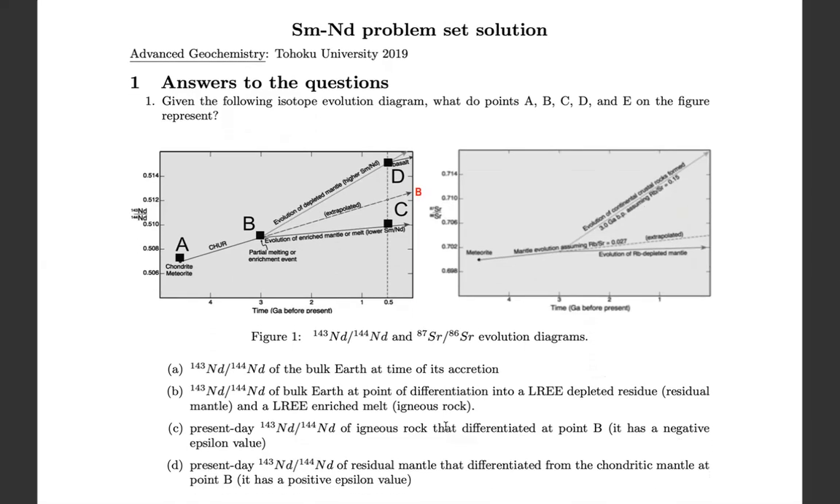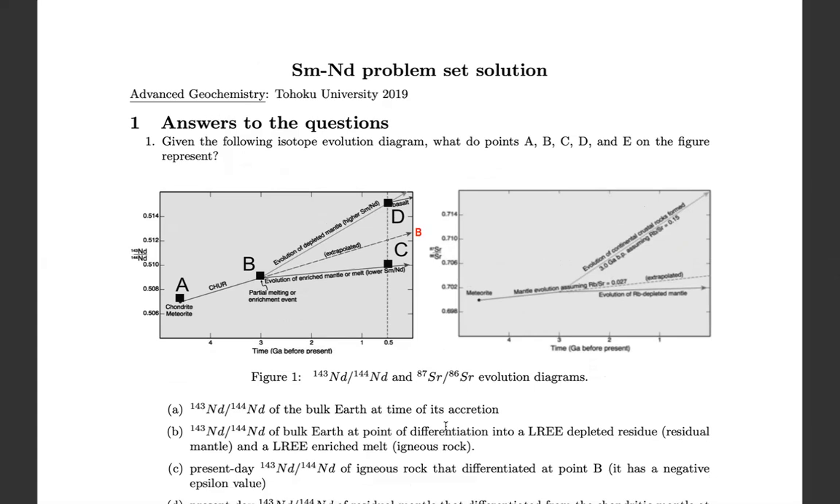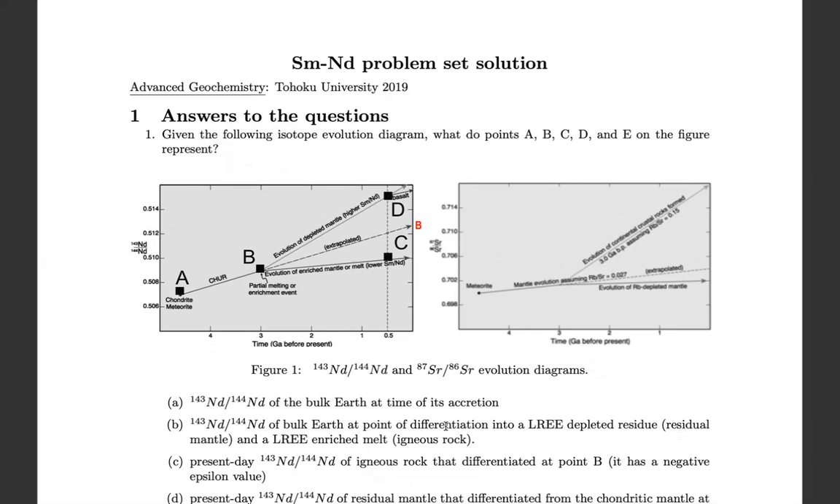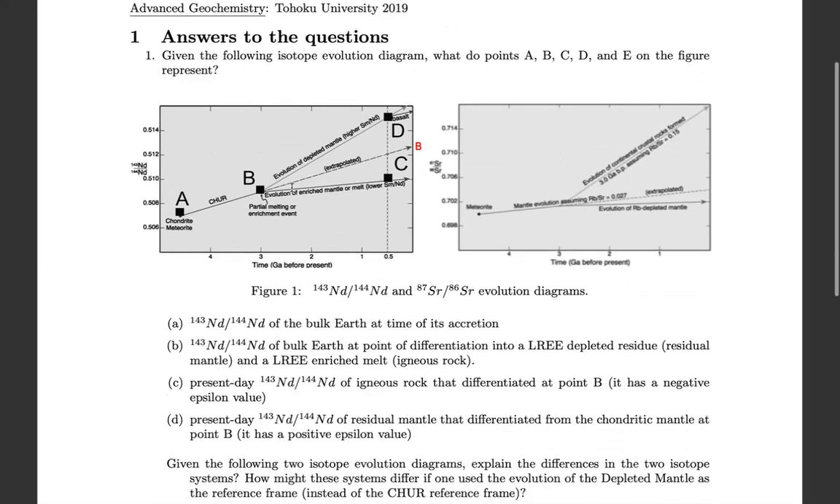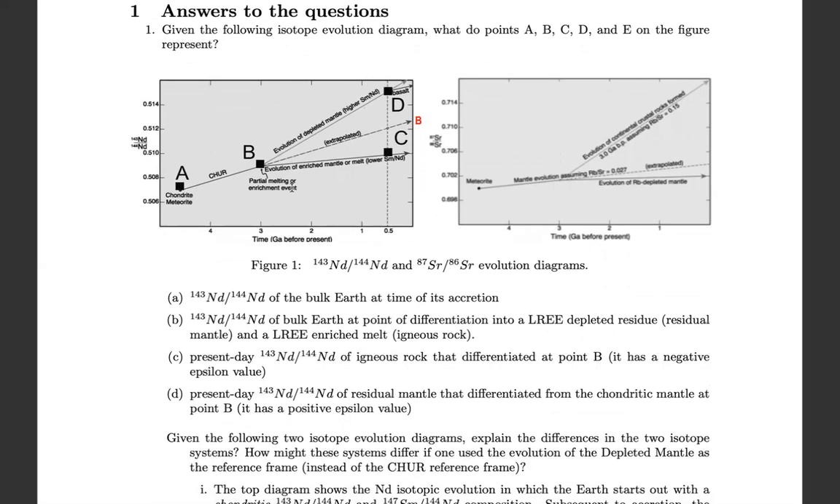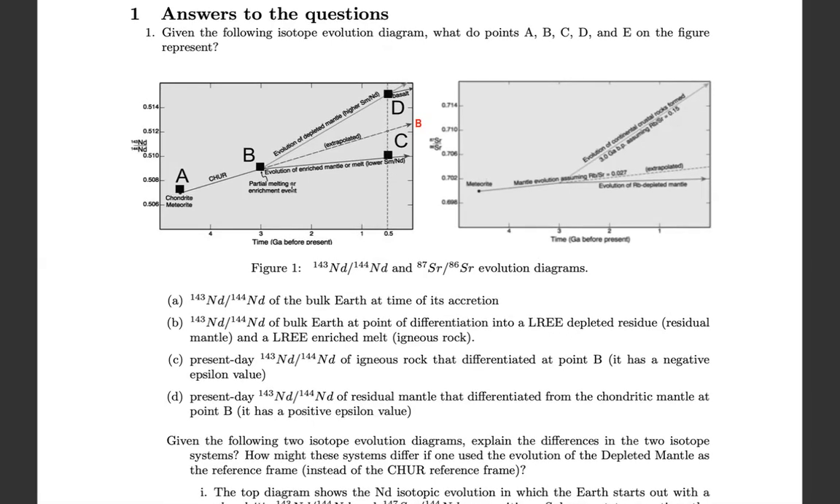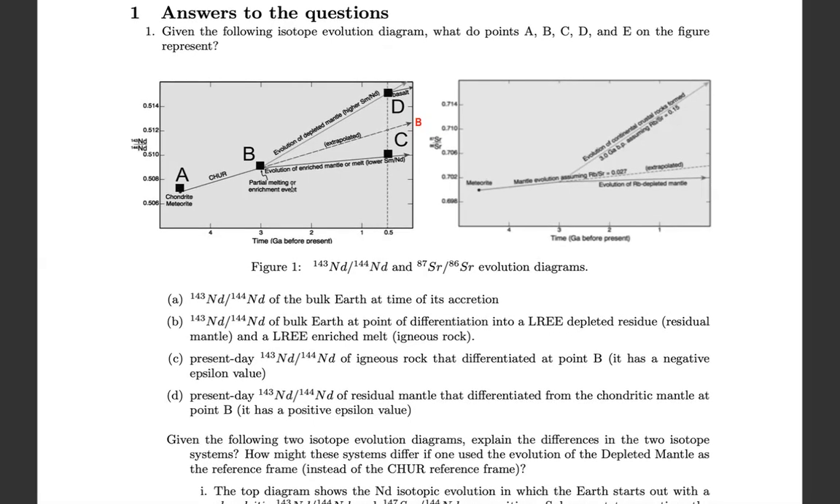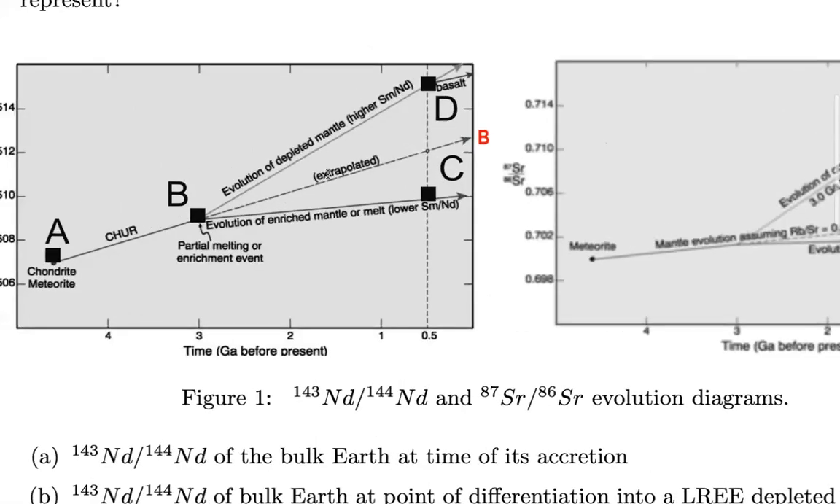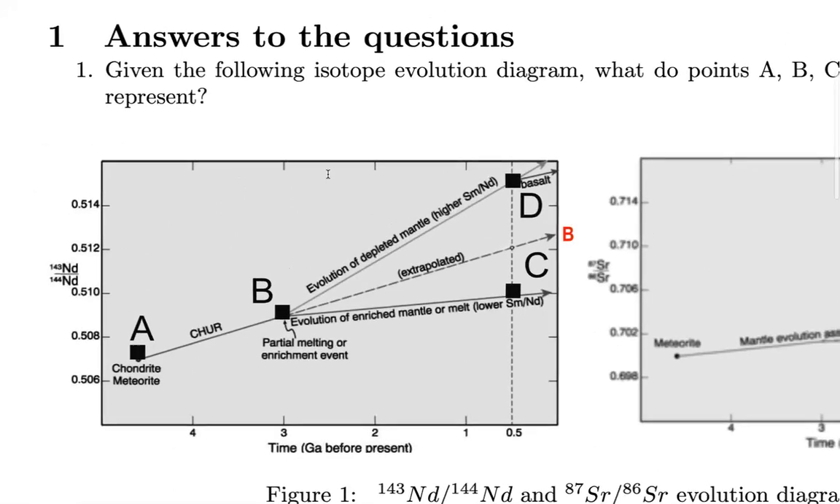So we will just see some questions that I wanted to discuss today. Here we have two diagrams, right? These are very typical diagrams that we have to consider when we learn about the isotope systematics of samarium, neodymium, and rubidium, strontium. This is the isotopic evolution of the Earth, actually, right? So these diagrams represent the isotope evolution of the Earth.